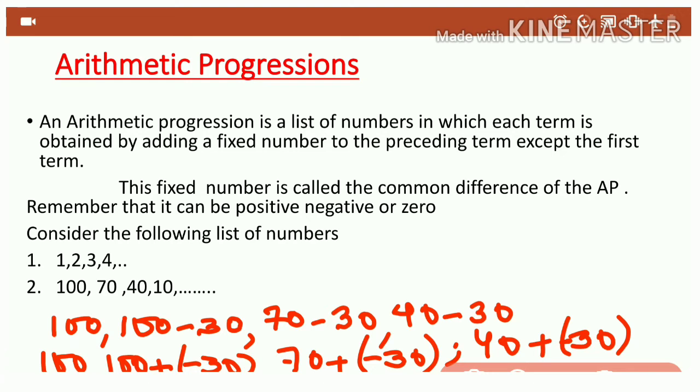And here in the second case, the first value is fixed at 100 and every other term, that is 70, is obtained by adding minus 30 to the previous term. 100 plus minus 30 gives you 70. 70 plus minus 30 gives you 40. 40 plus minus 30 gives you 10, and so on. So these types of sequences are known as arithmetic progressions, and these examples are only to explain that it is not compulsory that the common difference should always be positive.